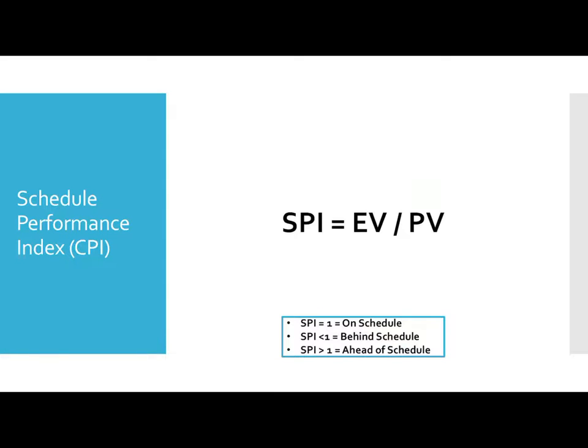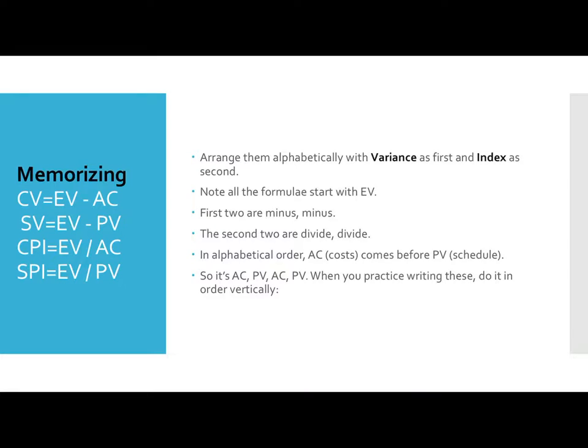Next, as I told you, remember these things. SPI 1 is on schedule, SPI less than 1 is behind schedule, SPI greater than 1 is ahead of schedule. This is very important for your PMP examination. Remember this. They might put a question in a twisted manner and ask you about these terms.